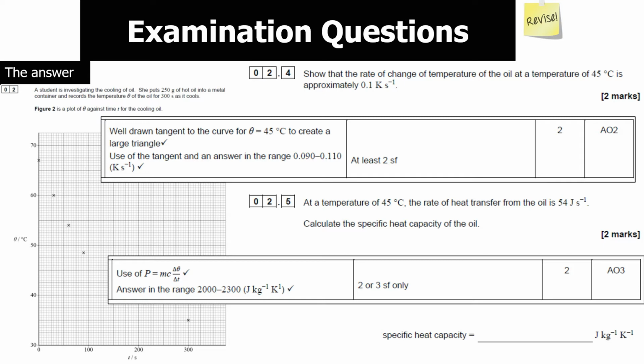Now straight away, m and c are constants, so we can just put them to the side of the equation. So therefore P equals mc delta theta over delta t, which is the gradient of the line, which is what you just worked out. So at that point, you can then work out c by saying that c is equal to P over m times the gradient of the line produced, and you get your answer to be about 2000 or 2300 joules per kilogram degrees Celsius.